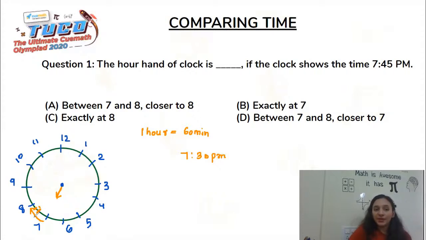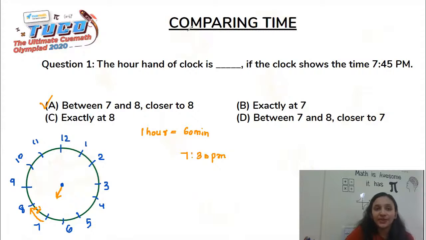So what we know now is when it is 7:45 p.m., the hour hand is between 7 and 8 for sure. It's not exactly at 7. And we have already seen that it will be right in the middle of 7 and 8 for 7:30 p.m., which is when you're halfway through the hour. And as 7:45 p.m. is more than 7:30, it would have moved closer to 8. So we can say that the answer to this question is between 7 and 8, closer to 8. So that is the correct answer to our question.